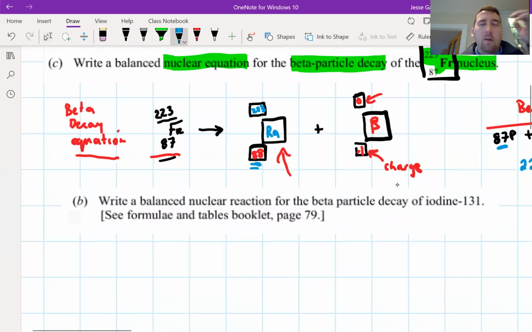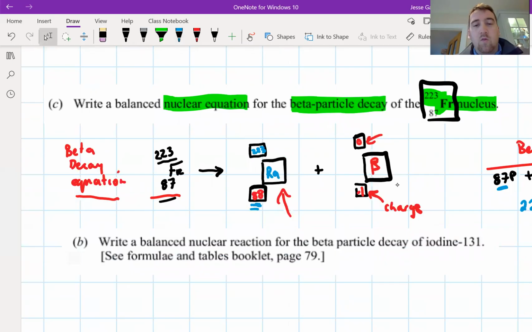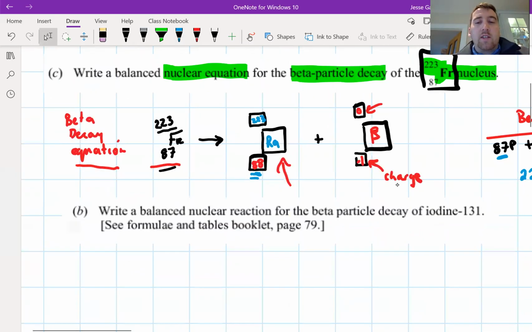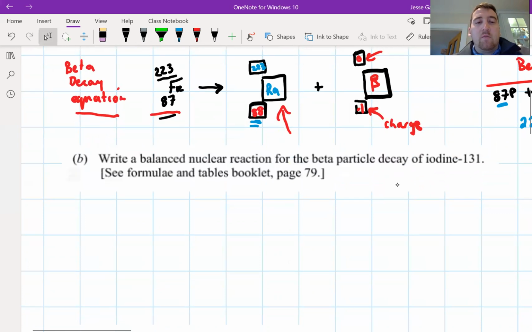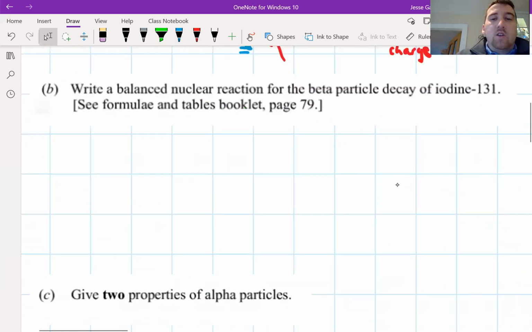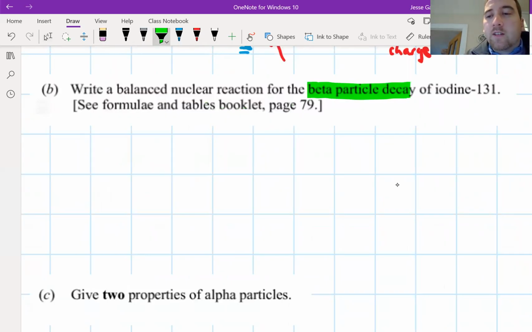Right, that might have taken us a little bit longer than 3 minutes, but I was doing quite a lot of extra explaining. Okay, so you get another chance now to practice because this is a similar question underneath. Write a balanced nuclear reaction for the beta particle decay again. This time it's iodine 131. So I'm not going to help you lay it out this time. You've just done one, so you should be able to do it. I will help you get it started.